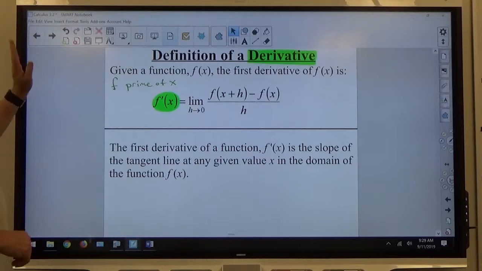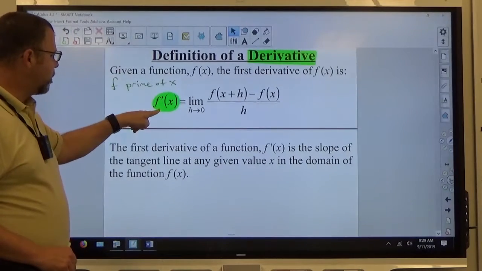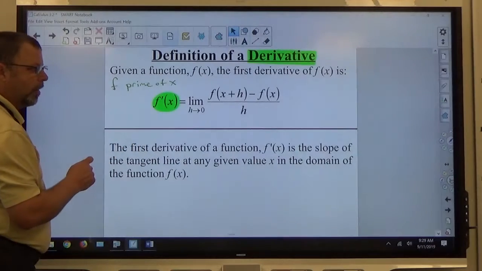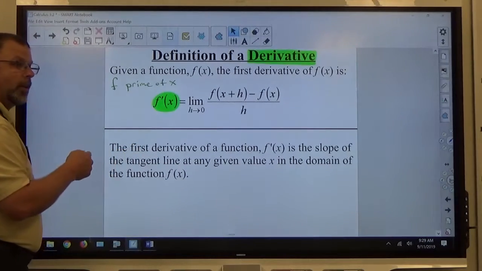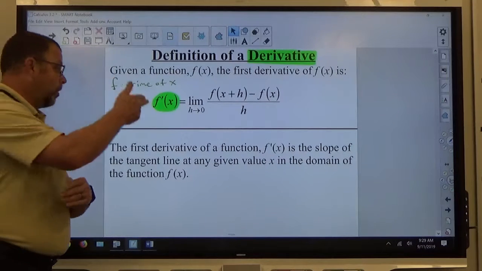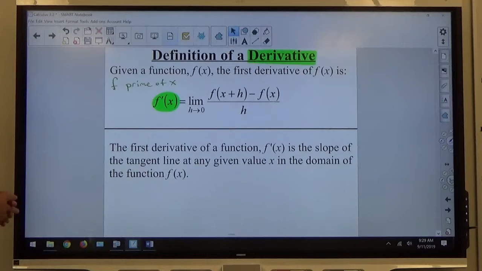But the definition of derivative is simply the same as the slope formula we've been dealing with recently. And instead of calling it slope, we're calling it the derivative. And you'll notice here the first derivative of a function, f prime of x, is the slope of the tangent line. So we found the definition of slope last chapter, 2.6, and now I'm telling you slope and derivative are the same thing. So the tangent line slope is the same as the first derivative at any given value of x in the domain of the function. So what we did in chapter 2.6, finding the slopes of the tangent line, is what we're going to do in chapter 3.2, finding the derivative of the equation.